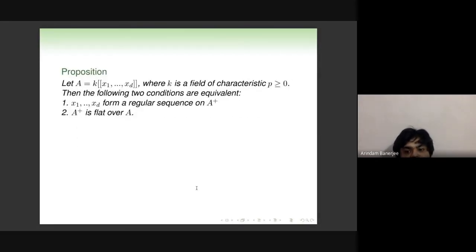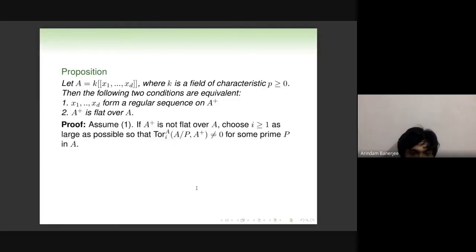So this is an important proposition that we'll mention. And by the way, this is going to be the last really big theorem I'm discussing today, and I think Manoj will pick up after this. Suppose A is a power series ring in d variables over a field k of characteristic p. Then the following two conditions are equivalent: x1, x2, ..., xd forms a regular sequence in the absolute integral closure, and the absolute integral closure is flat over the original ring.